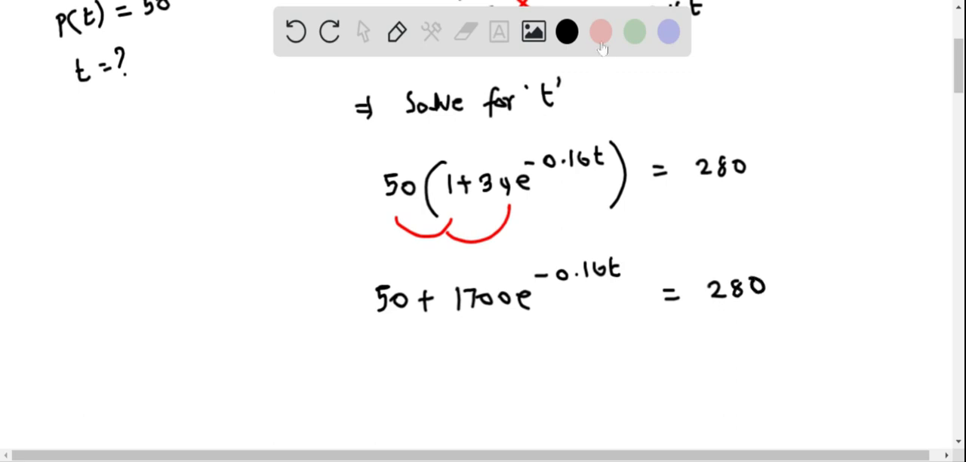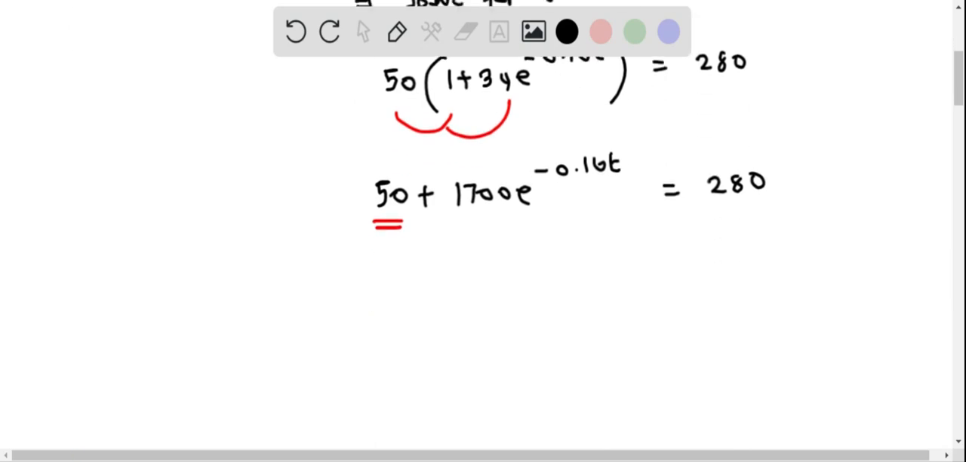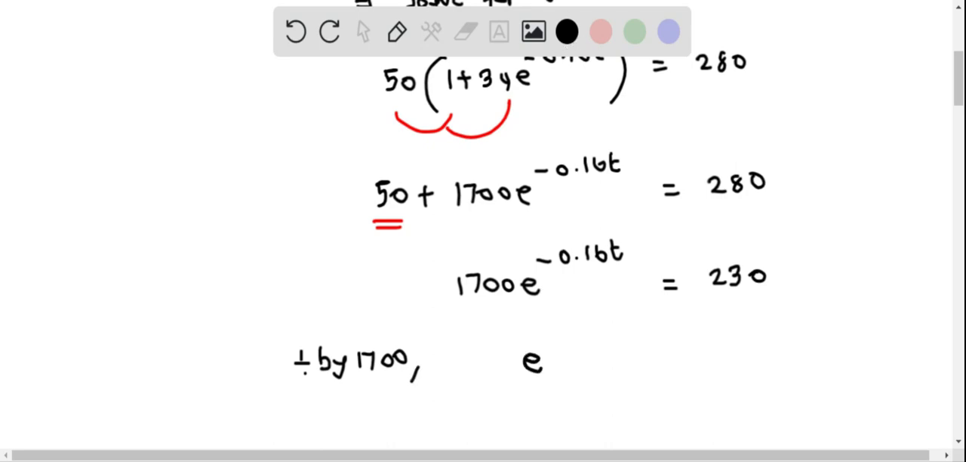Now we can subtract 50 from both sides, so that we can solve for t. When I do that, I will get 1700 e raised to the power of negative 0.16 t equal to 280 minus 50, which is equal to 230. Now divide both sides by 1700, because we have a factor 1700 multiplied with this exponent. So we get e raised to the power of negative 0.16 t on the left side, and this is equal to 230 over 1700.